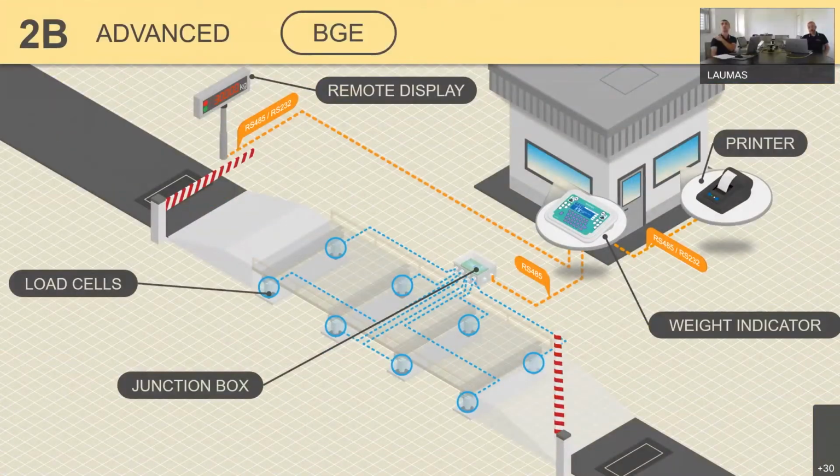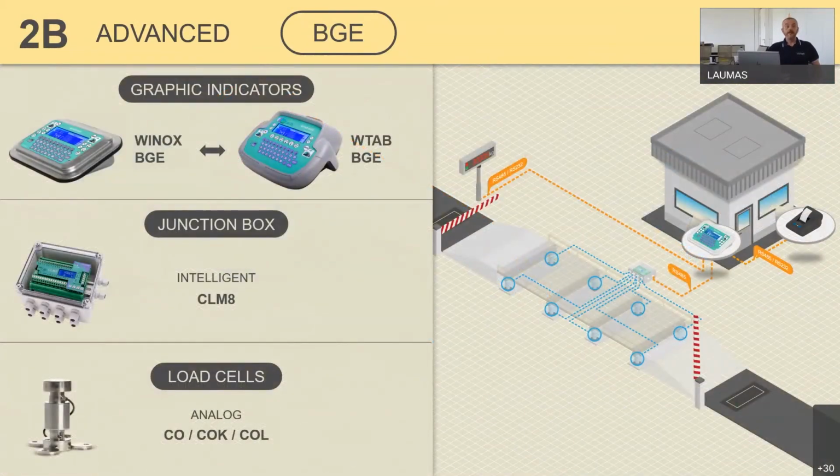The advanced configuration, called B, is composed by classical analog load cells, by a smart junction box CLM8, the BGE weight indicator, and remote display with integrated traffic lights. The load cell models that we propose for this configuration are same as the ones that we are offering for the basic solution. So we have the models CO, COK, and COL.